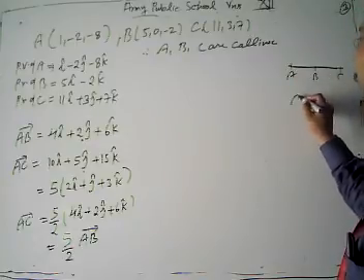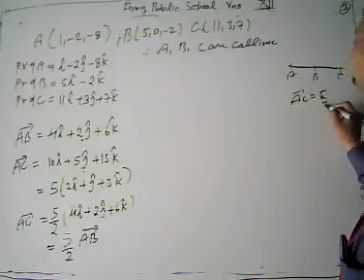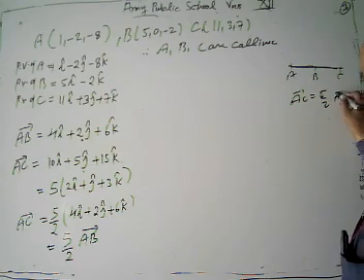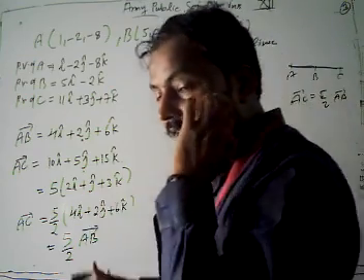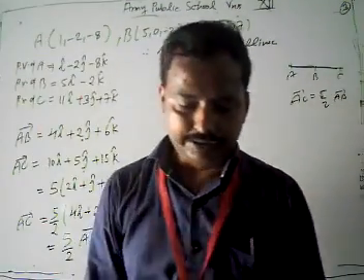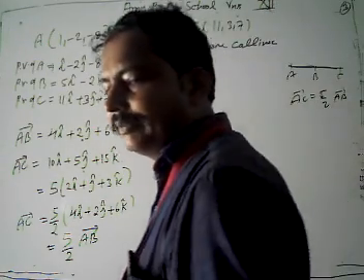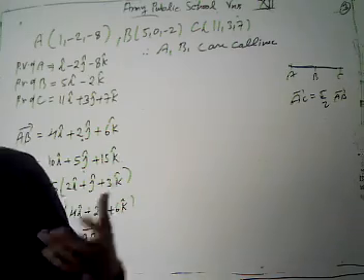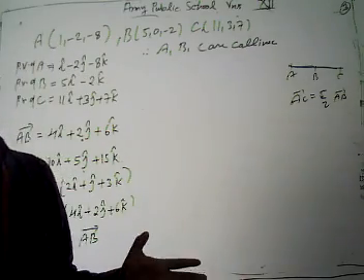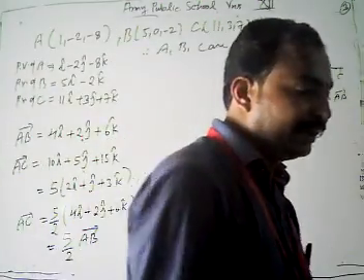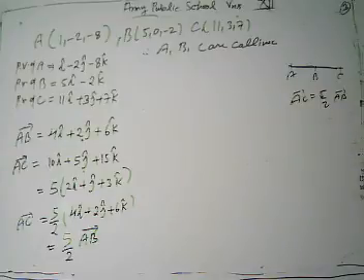vector AC is 5 by 2 times the vector AB. Since their origin is the same and their sense is the same, our 3 points A, B, C are collinear. We have shown that they are collinear.